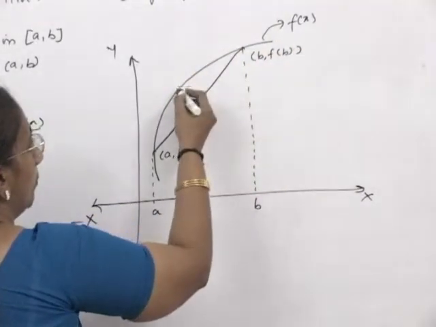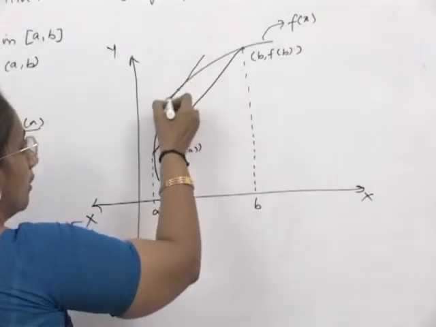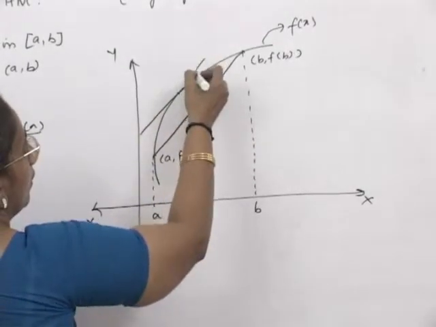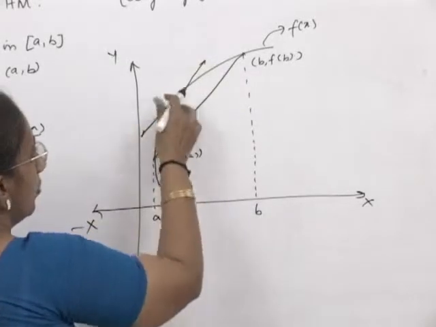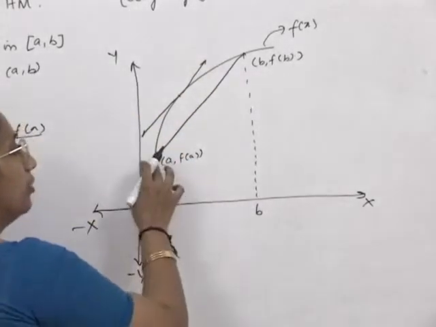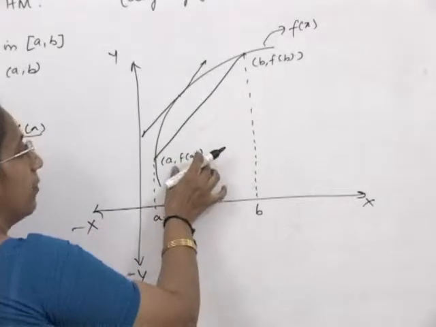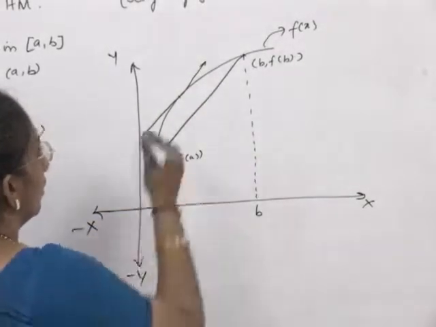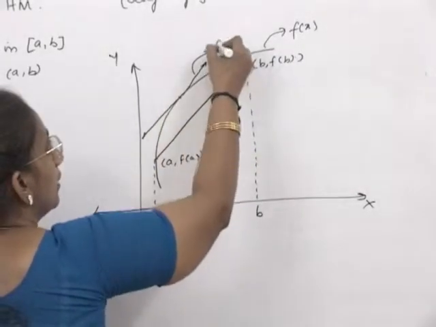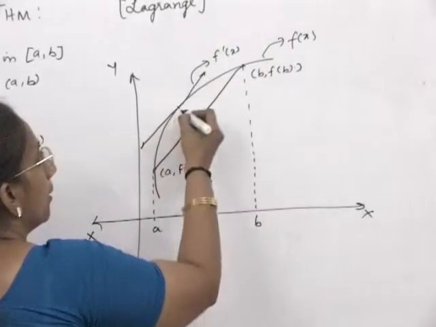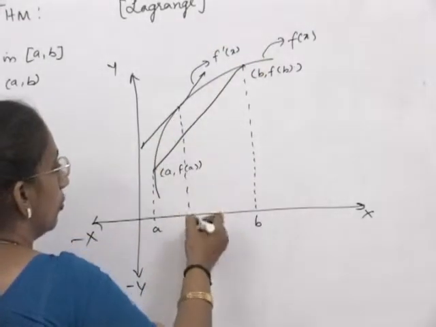Now suppose I am locating a point C here such that the tangent at this point is going to be parallel to the line joining a comma f of a and b comma f of b. Now what is the slope of this line? It is f dash of x. So this point is C, as I told before.